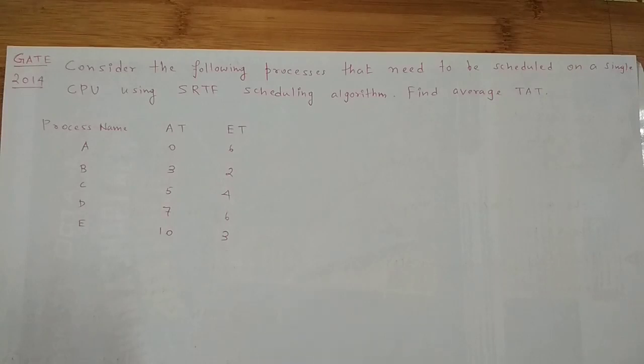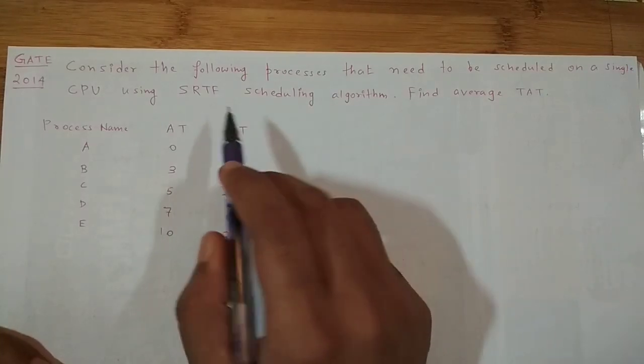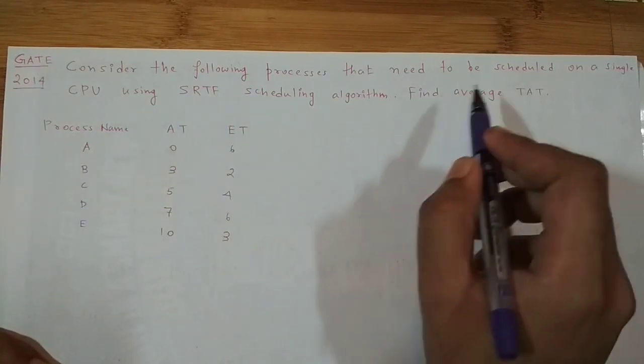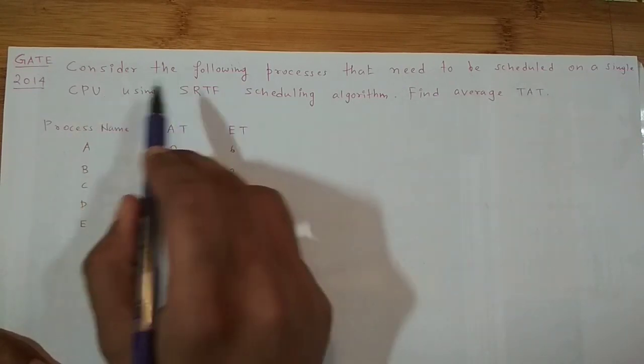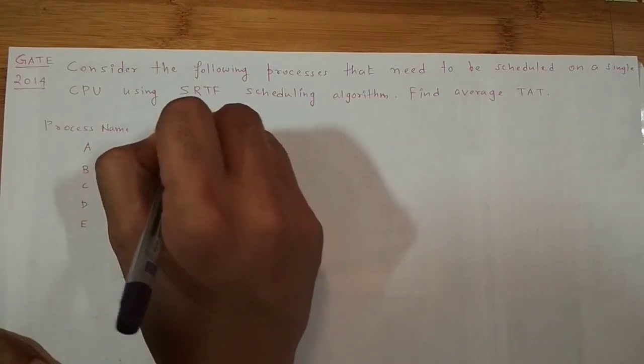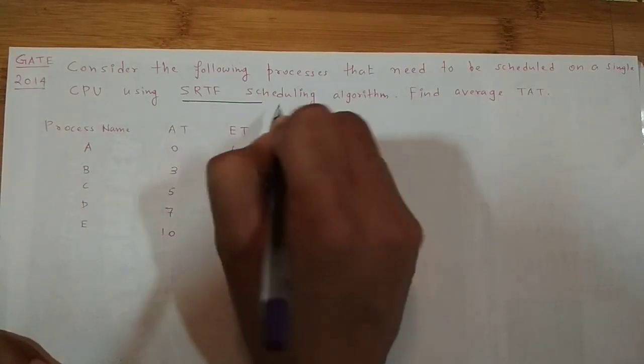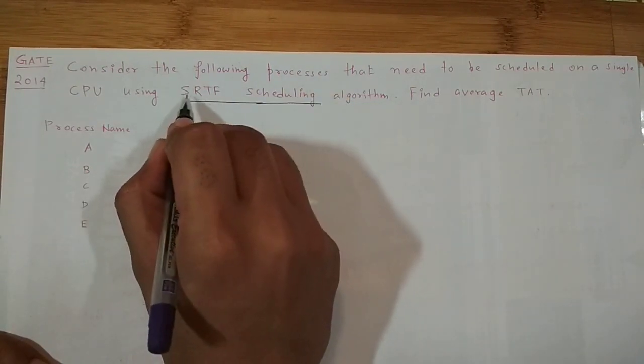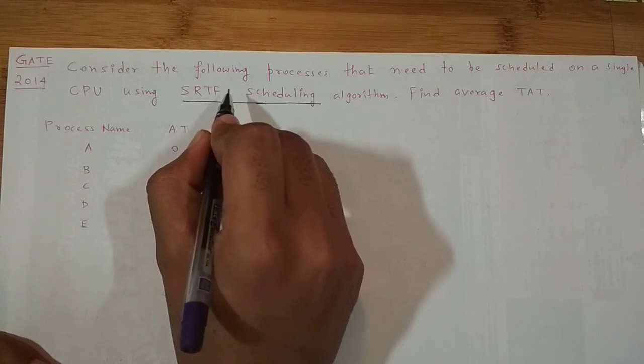So let's solve this question. We have been asked to consider the following list of processes that need to be scheduled on a single CPU using the SRTF scheduling algorithm. So what is SRTF? SRTF stands for shortest remaining time first.